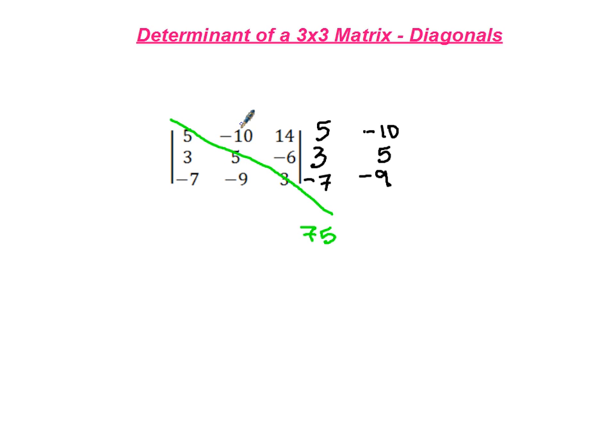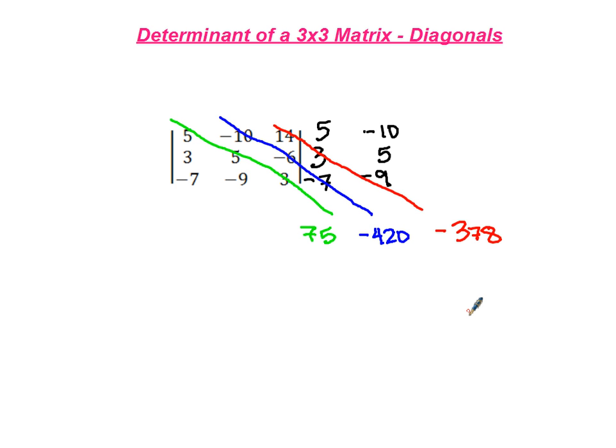Your next diagonal has now been created by adding this negative 7 off to the right hand side of the matrix. So you can multiply negative 10 times negative 6 times negative 7 to yield negative 420. And your last diagonal value has been created by rewriting this 3 and this negative 9. So 14 times 3 times negative 9 is negative 378.